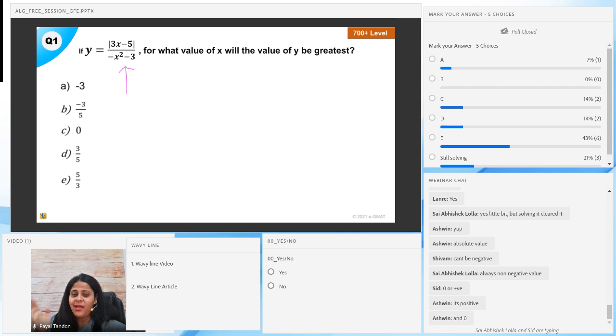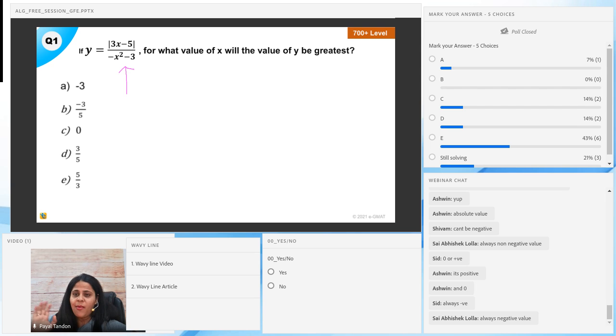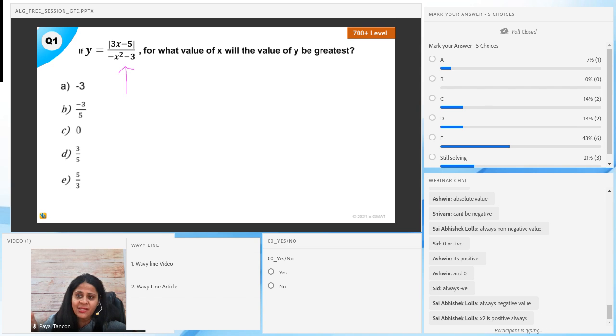So numerator is a non-negative number, greater than or equal to zero. Okay. Denominator is always a negative value. Why is it always a negative value? Because it's negative x squared minus 3, right? So it's always a negative value. Got it, everyone?